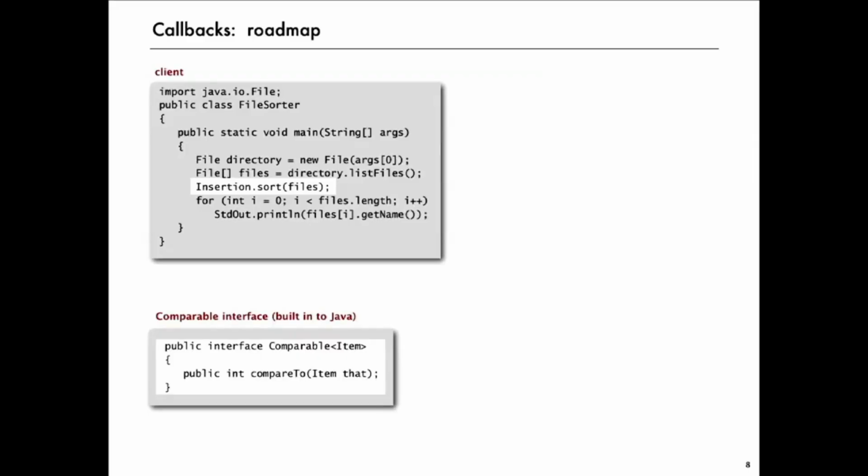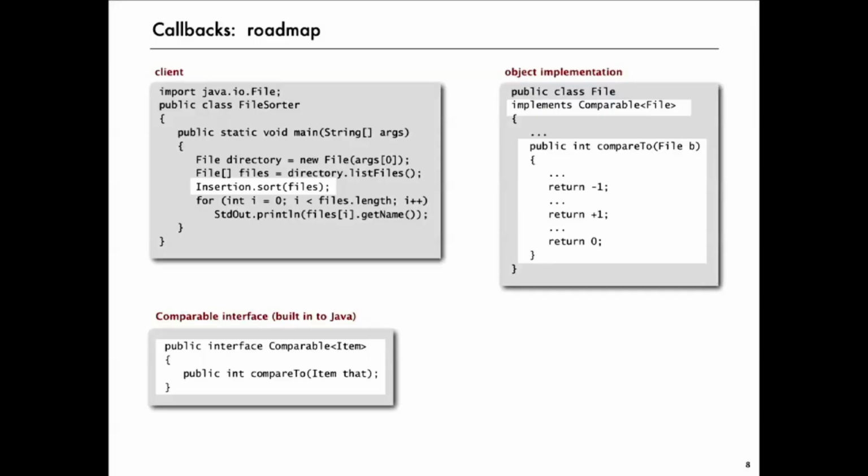Now, built into Java is the so-called comparable interface. All the comparable interface is, is a specification that a data type that implements comparable will have a compareTo method. And it's generic, it'll be compared against a certain type of item. Now, when we implement objects that are to be sorted, we'll implement the comparable interface. That's up in the top. Class File implements Comparable File.